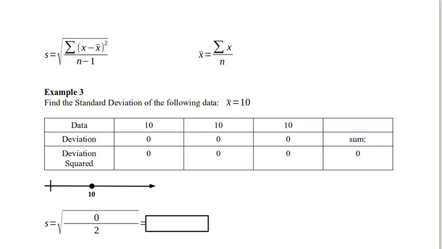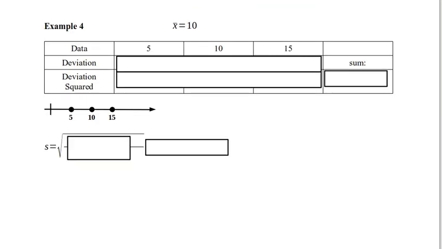Anytime you divide 0 by anything, you're going to get 0. So the square root of 0 will give us 0. There is no standard deviation. All this data is clumped right there at the mean. Let's look at the next example.